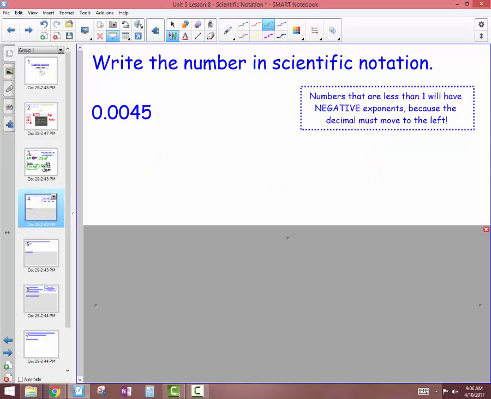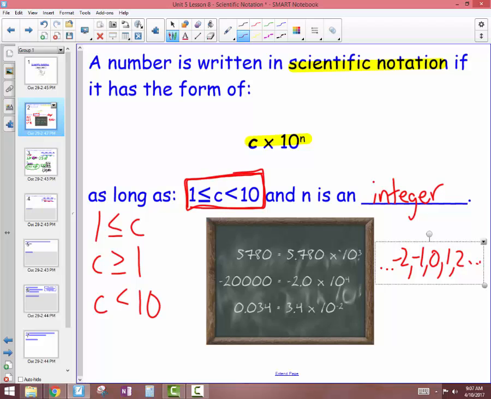Now, it's a little different when we're looking at smaller numbers. Here you see 45 ten thousandths, 0.0045. If you look at the box, it says numbers that are less than 1 will have negative exponents, because now the decimal has to move to the left. This is where the negative exponents lessons that we did in lesson 7 would really help you. But everything basically works the same initially. I want you to think about moving the decimal to get it to that same restriction where C is in between 1 and 10.